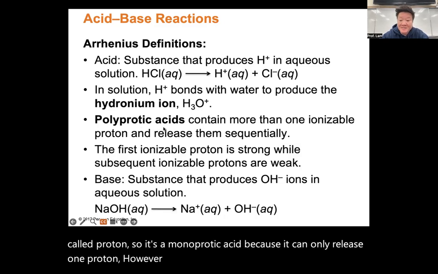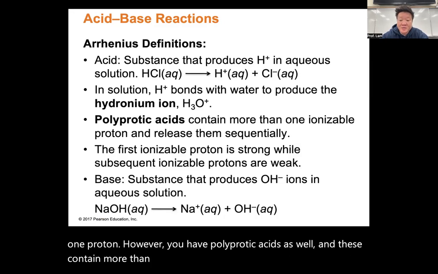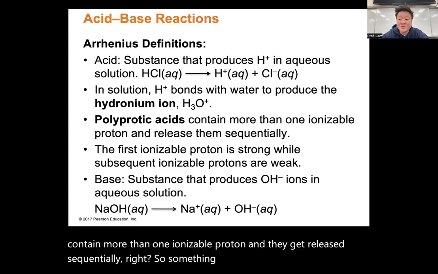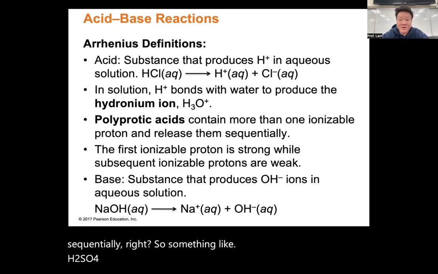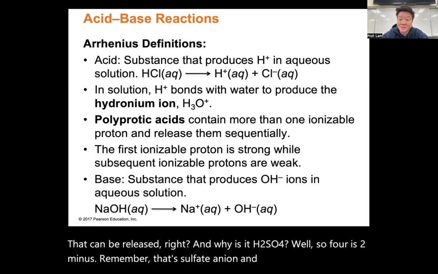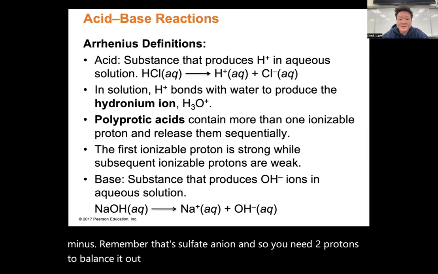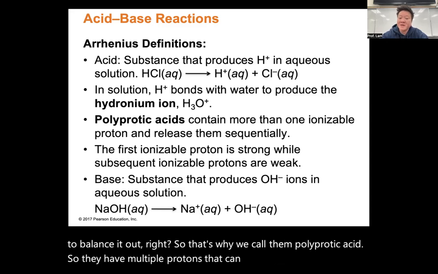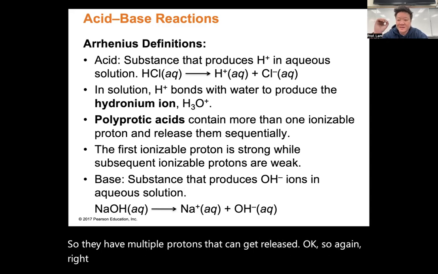However, you have polyprotic acids as well, and these contain more than one ionizable proton, and they get released sequentially. So something like H2SO4 has two protons that can be released. And why is it H2SO4? Well, SO4 is 2 minus. Remember, that's the sulfate anion, and so you need two protons to balance it out. That's why we call them polyprotic acids. They have multiple protons that can get released. So again, the Arrhenius definition says an acid is going to produce an H plus in solution.